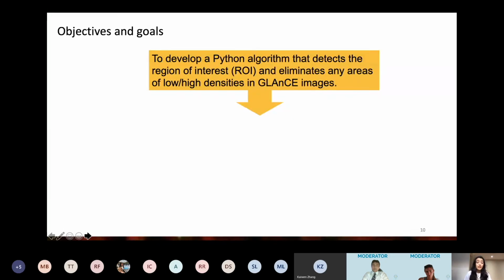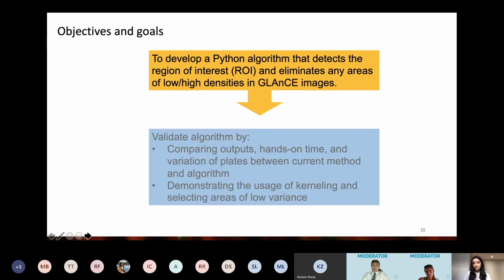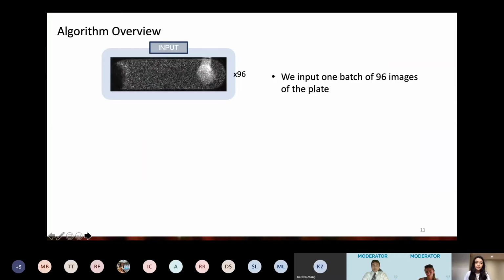Our objective is to develop a Python algorithm that can detect regions of interest, known as ROI, and eliminate any areas of high or low densities in GLANS images, known as artifacts. Our goal is to validate our algorithm by comparing outputs, hands-on time, variation of plates between the current method and the algorithm, as well as demonstrating the usage of a kernel in selecting areas of low variance.